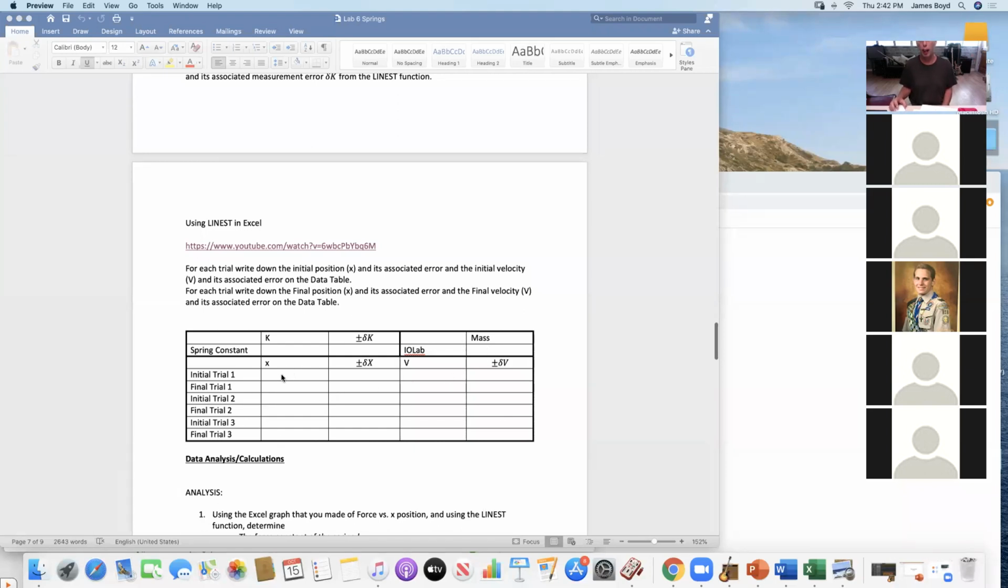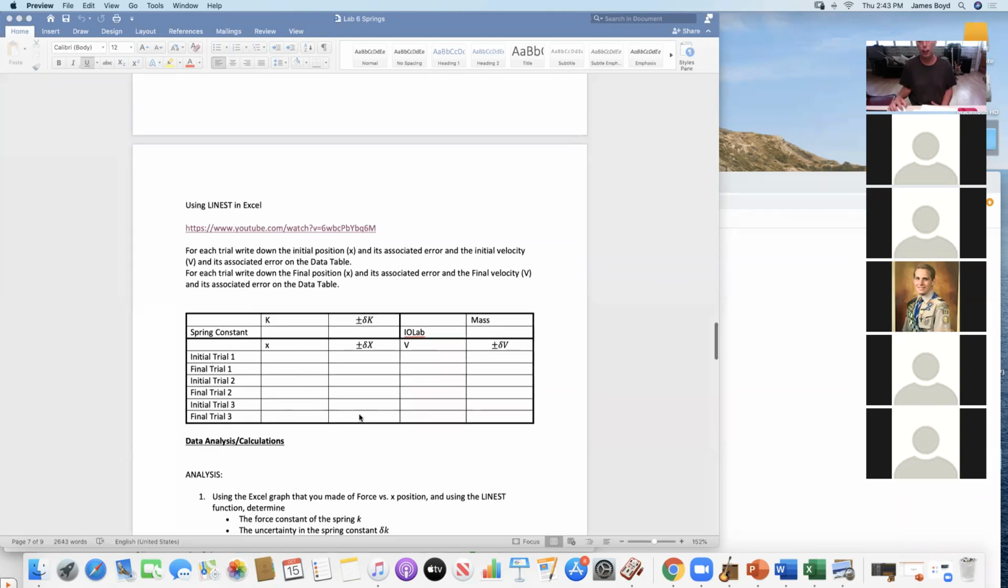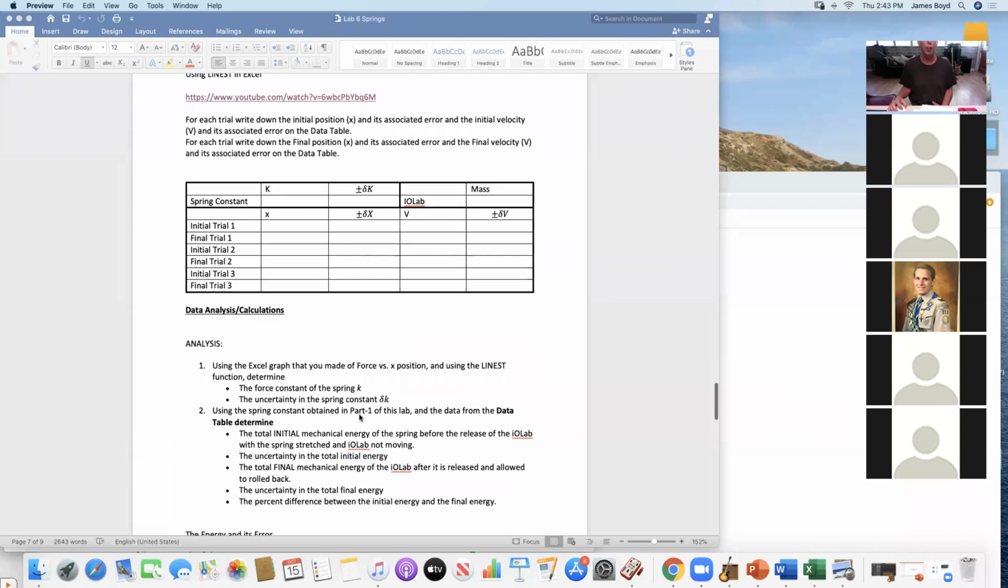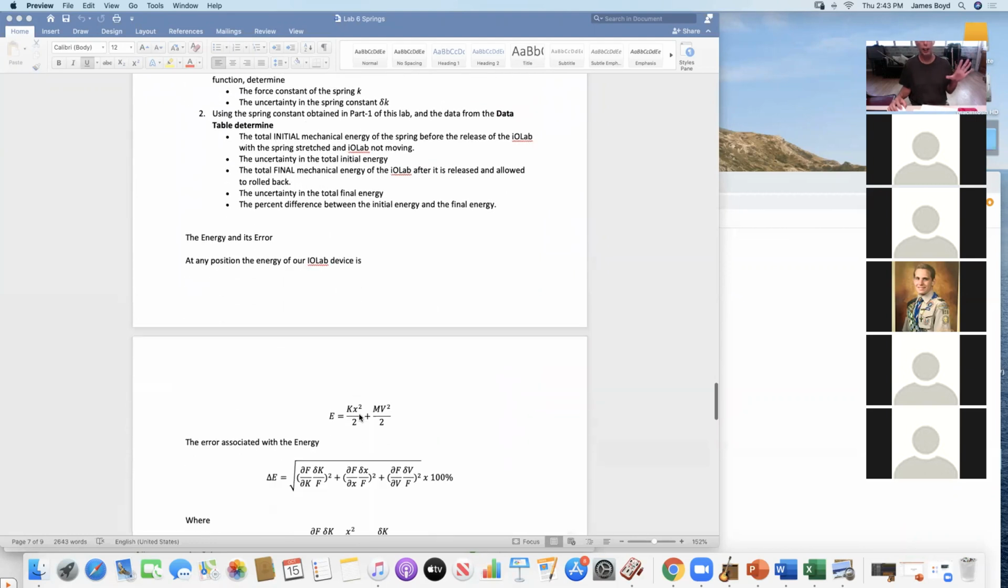I want you to give me X at a max, X at essentially 0, and give me the change. And remember, that'll be 5 times 10 to the minus 4th for both of these probably. So give me V when X is at a maximum, and V should be 0. V is at a maximum when X is 0 for each of these 3 trials. What you're then going to do is do this stuff.